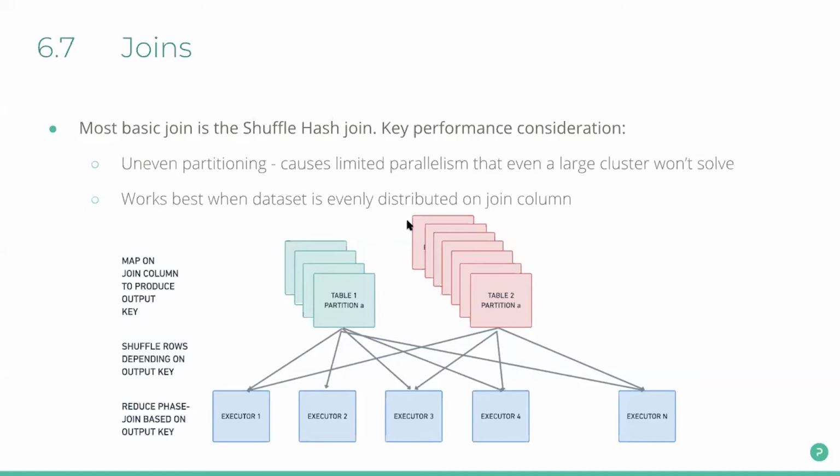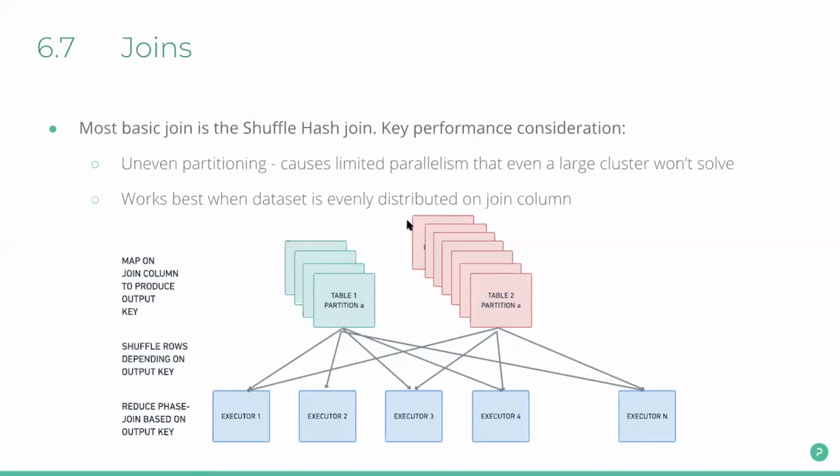So coming back to the ShuffleHashJoin, it's the most basic join type, but there are two main things you need to keep in mind when doing a join with this join type. Number one is that ShuffleHashJoin works best when the data set is evenly distributed on the join column. For example, if you have 20 Fords, 20 Hondas, and 30 Toyotas, it's going to be pretty fast because you have three groups that are about the same size, so they're all going to take about the same time.